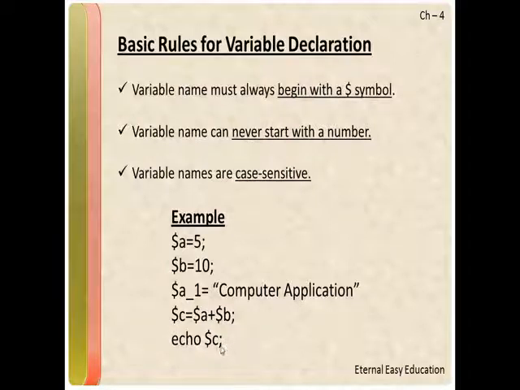We'll see the example. I hope you remember this. Echo dollar C. Here the value of the C variable is printed. So the variables in PHP must start with dollar symbol. 5 is an integer number, 10 is an integer number, meaning it is a whole number without decimal points. It is not 5.0, it's simply 5, it is a whole number.